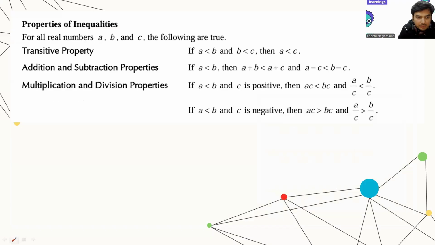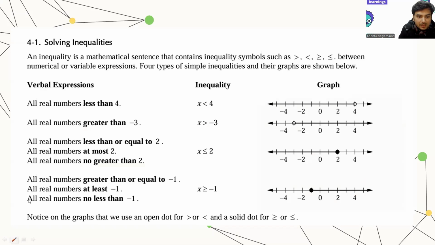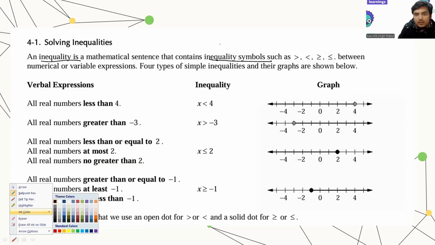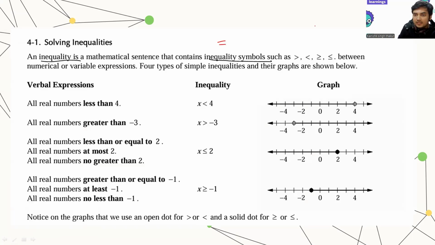Okay, so let's get started and let me share my screen. Knowing a bit about inequalities, you must have a hint. So what are inequalities? They are just like equalities, except they contain inequality symbols. In equality you have the equal to sign, but in inequality you have greater than, less than, greater than or equal to, or less than or equal to. These signs are there between numerical and variable expressions. So four types of simple inequalities and their graphs are shown below.